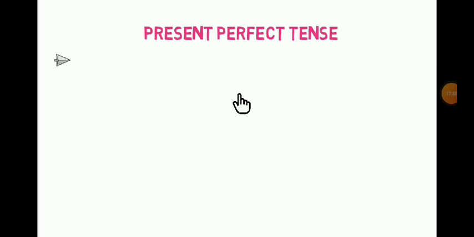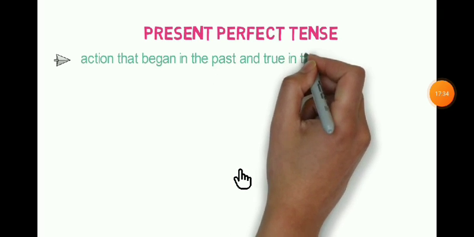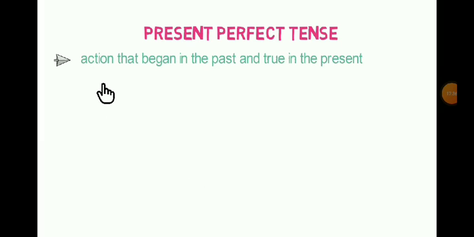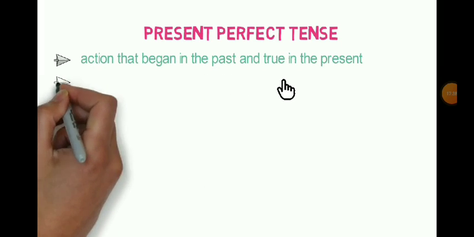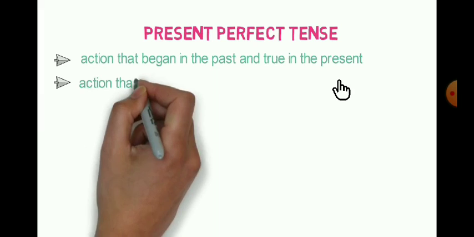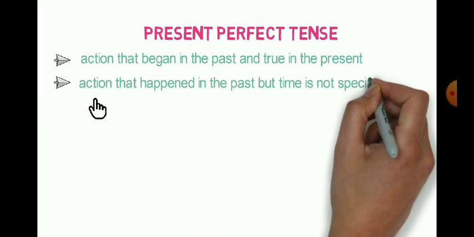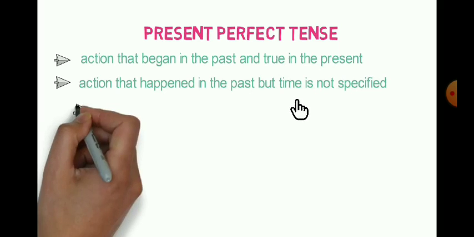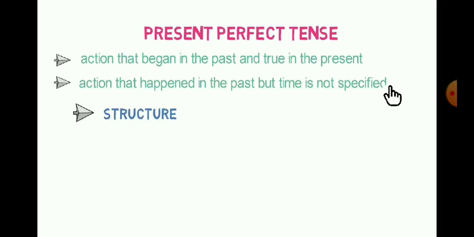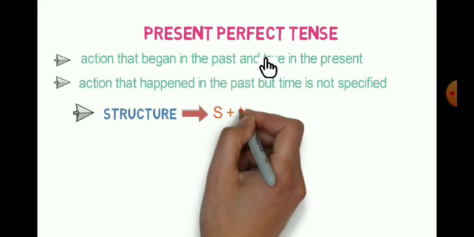Now let's talk about the present perfect tense. What is the meaning of present perfect tense? An action that began in the past and is true in the present is called present perfect tense. Another statement we have for the present perfect tense: an action that happened in the past but time is not specified. So here we have two meanings for present perfect tense.